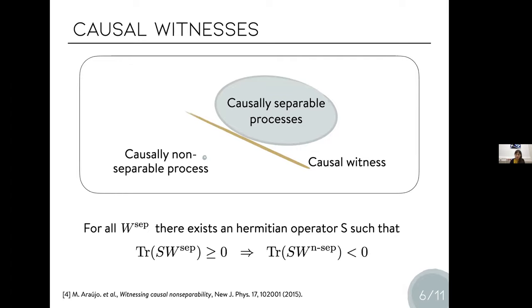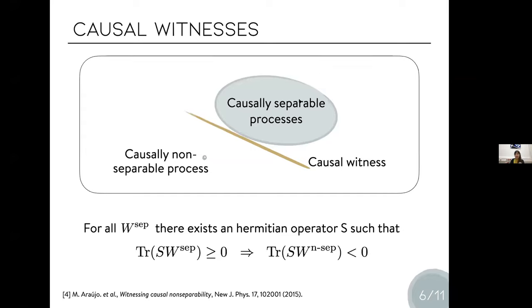The technique that we used for our first experiment was to use so-called causal witnesses. For any of you who is familiar with entanglement witnesses, it will be very easy to understand the concept of causal witnesses because it's very similar, just translated to the case of processes instead of states. To explain what a causal witness is, in this paper, one of the first papers that introduced causal witnesses, it was proven that the causally separable processes form a closed convex set.